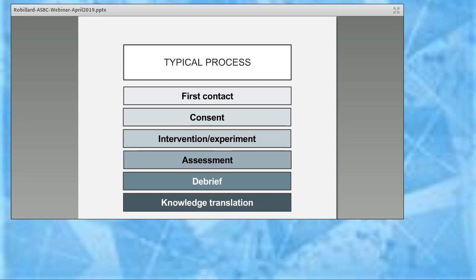Oftentimes at the end of various studies, there'll be a debrief. Researchers will want to know how it went for you. They'll want to know what they can do better. And they'll want to know how your experience was as a research participant. And then finally, at the end of most studies, there'll be some knowledge translation.